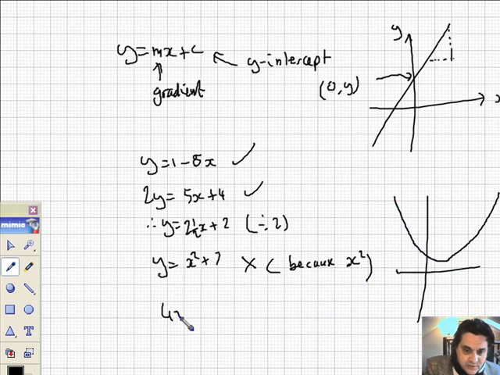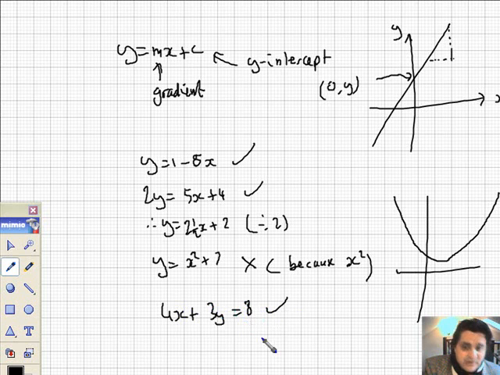And finally, we've got 4x plus 3y equals 8. Well, that's going to be linear or straight lined as well, for the simple reason it's not based on x squared or 1 over x or x cubed. I could rearrange that, but that will look very, very messy on paper, and I don't want to confuse you by trying to rearrange that at foundation level.